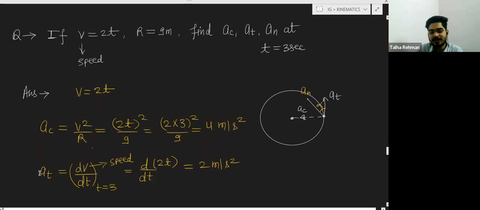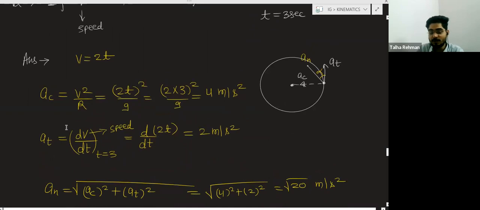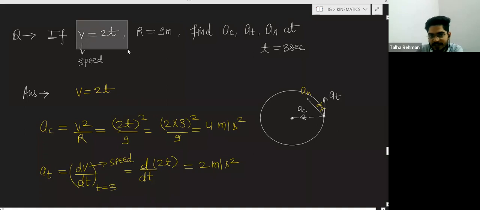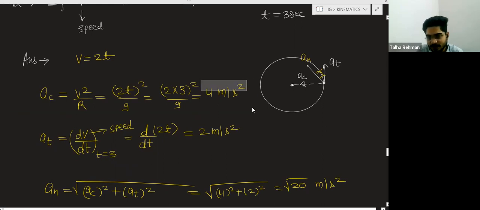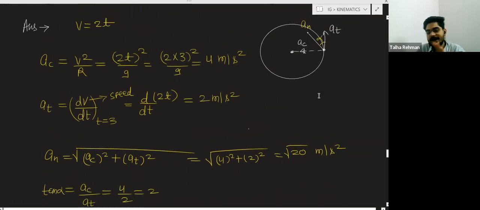Now they are asking the tangential acceleration. For tangential acceleration, you should know first the formula. I have told you tangential acceleration is due to the change in speed. So you will write dv by dt. You will differentiate this equation at t equal to 3 seconds, and you will get your answer. Net acceleration is the vector summation of this acceleration and this acceleration. We know the direction of the centripetal acceleration is towards the center, and the direction of the tangential acceleration is along the tangent at that point, and both are at 90-degree angle.